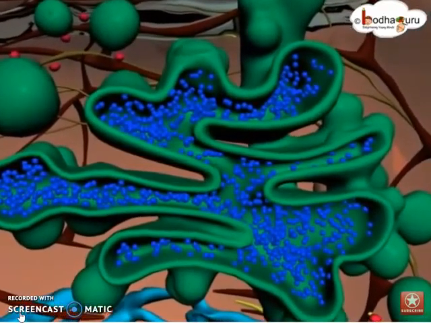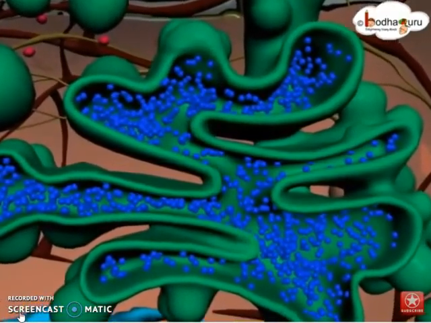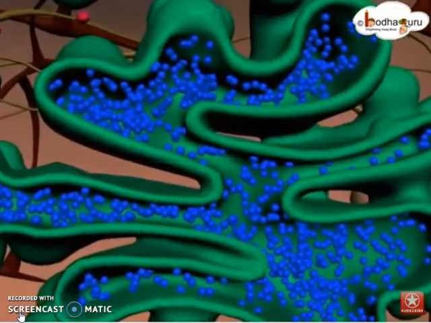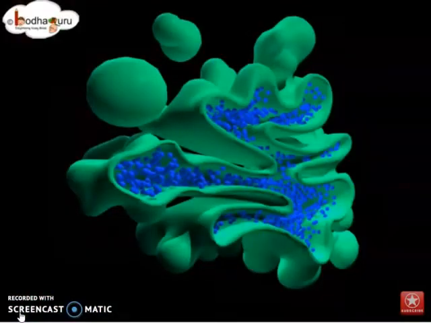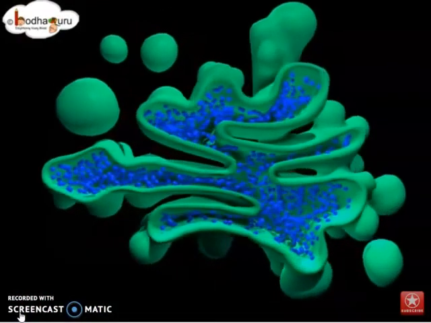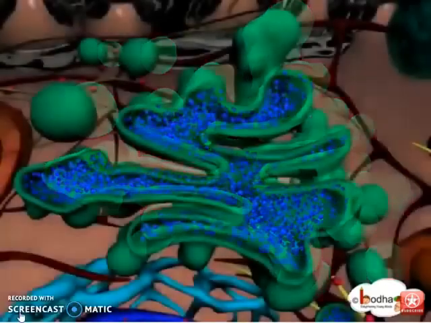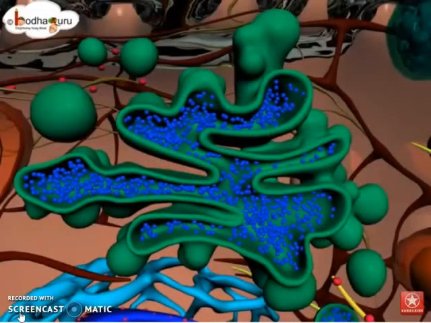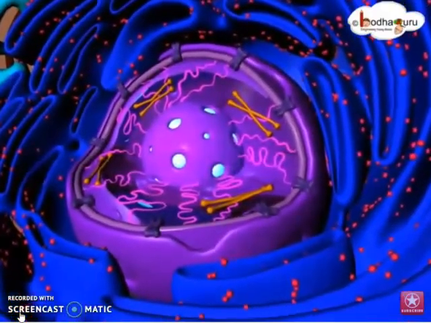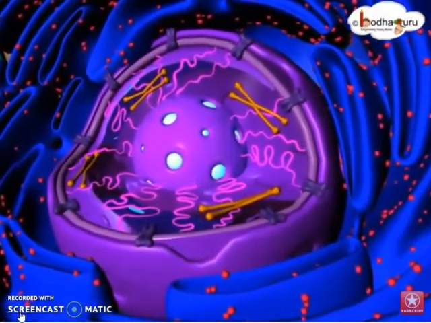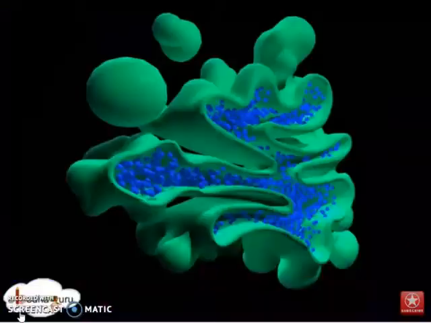Now it's the structure of the Golgi apparatus that you are watching on the screen. It was described by Camillo Golgi. It's a membrane-bound vesicle of flattened sacs which are arranged parallelly in stacks called cisternae. It is responsible for packaging and dispatching material which is synthesized near the endoplasmic reticulum.